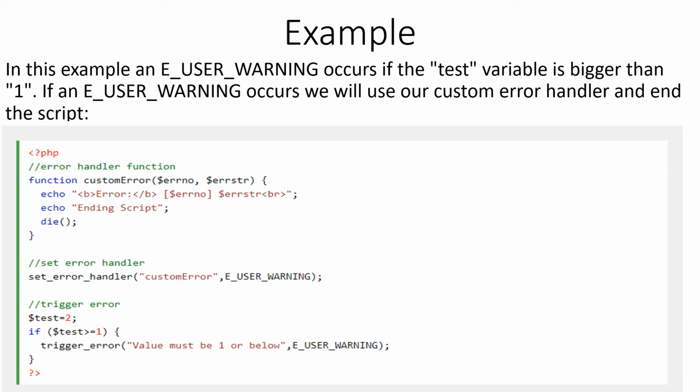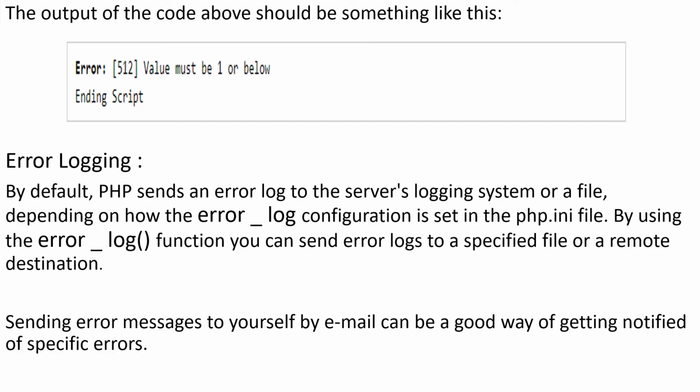We declare an ending script with the die function, and set_error_handler with the function name customError and E_USER_WARNING. Then the trigger_error test: $test is equal to 2. We declare $test = 2; if $test is greater than or equal to 1, then trigger_error("Value must be 1 or below", E_USER_WARNING). The output of the above code should be something like this: value must be 1 or below, and the script ends.